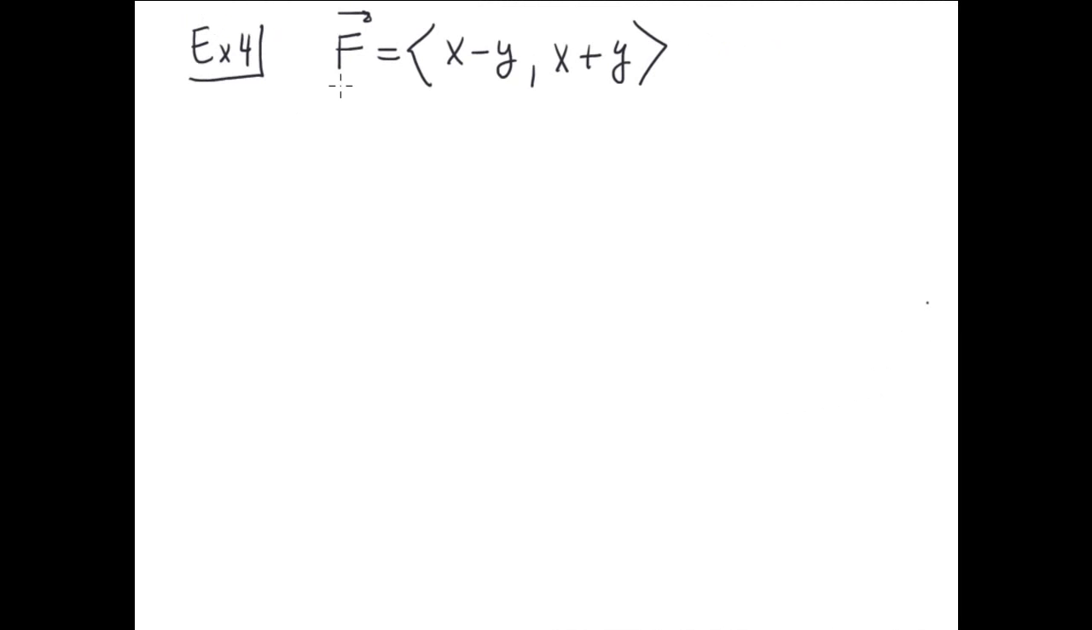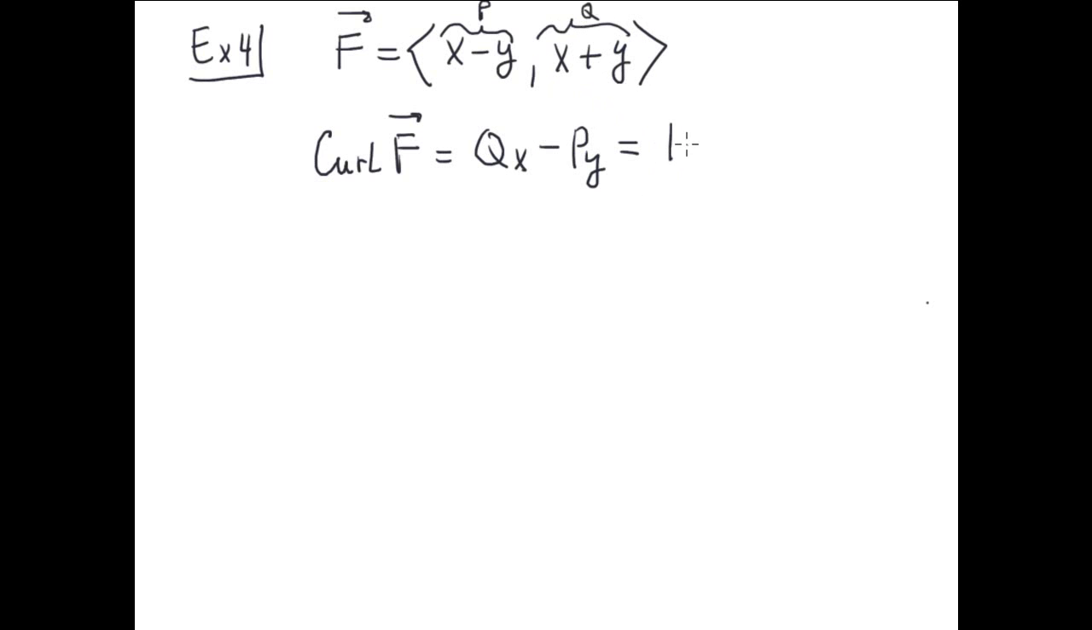Example 4 now. This is the last of the 2 dimensional ones. You compute the curl. Remember the formula is qx minus py. This is p, this is the q expression. The partial derivative of q with respect to x is 1 minus the partial derivative of p with respect to y, which is negative 1. So 2. We have rotation counterclockwise.